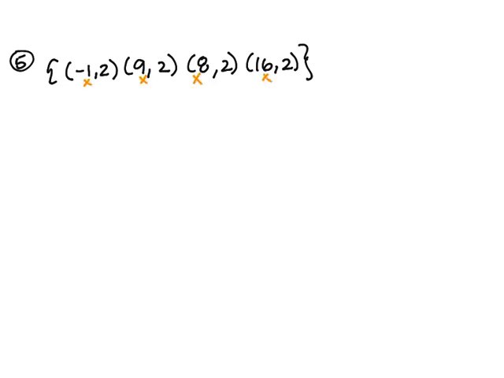So on 5, you have the points -1, 2, 9, 2, 8, 2, and 16, 2. Now, when you're looking at a group of points, you want to make sure that each one of your x's are different, that it's not repeating, because only 1 x is paired with 1 y. So don't focus on the y's, because the y's do repeat on this one, but that's not my issue. It's x. X cannot repeat, and so I have different x's, so that makes this a function.